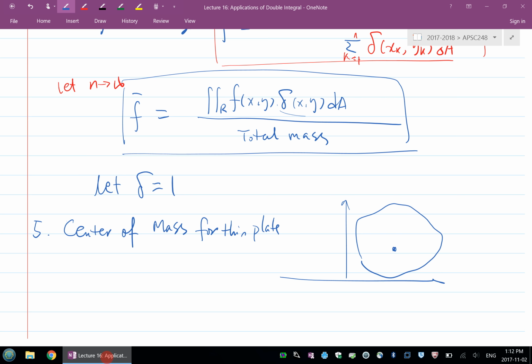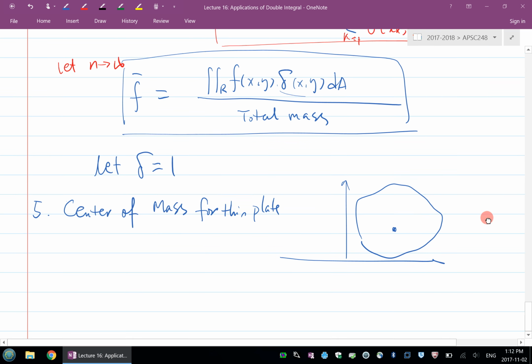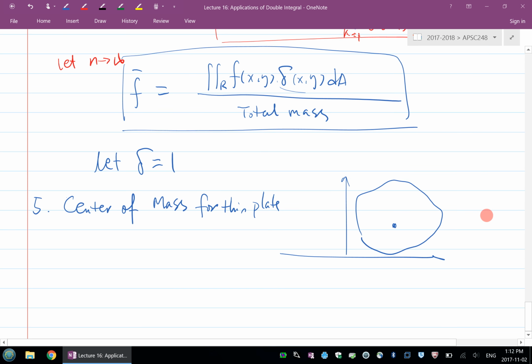Okay, back to life. Let's continue on the center of mass study here. So center of mass is basically a location that is a center, right? But what does it really mean to be a center?